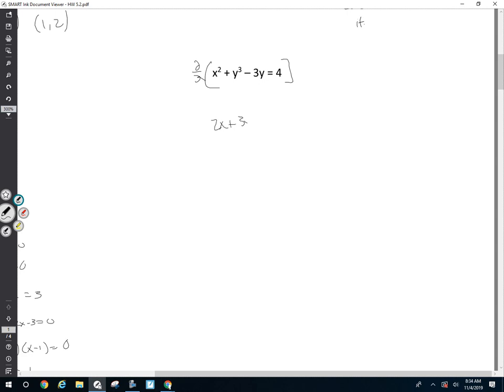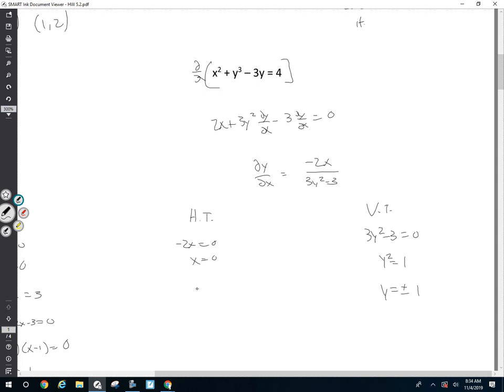2x plus 3y squared dy/dx minus 3 dy/dx equals 0. Subtract 2x, factor out the dy/dx, you get negative 2x over 3y squared minus 3. Let's see, horizontal tangents: negative 2x equals 0, x is 0. Vertical tangents: 3y squared minus 3 equals 0. Add 3, divided by 3, y squared is equal to 1. Y will equal plus or minus 1.